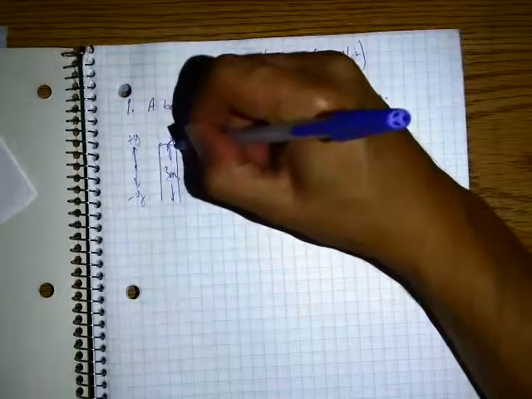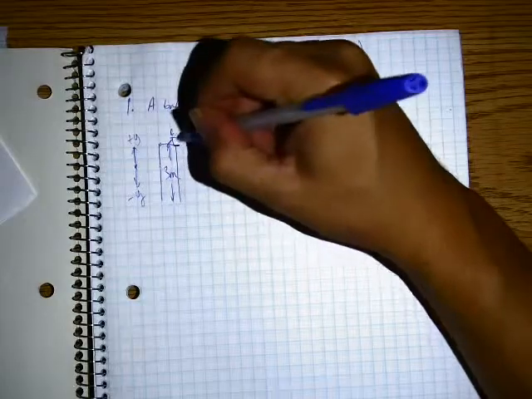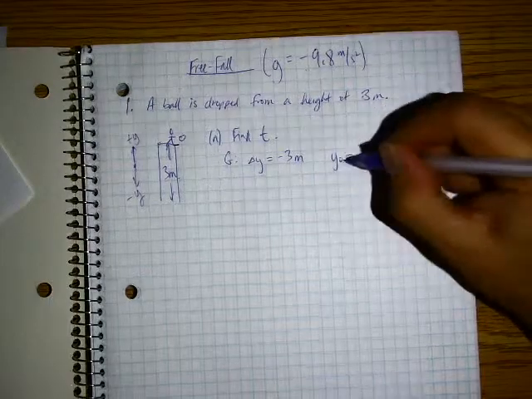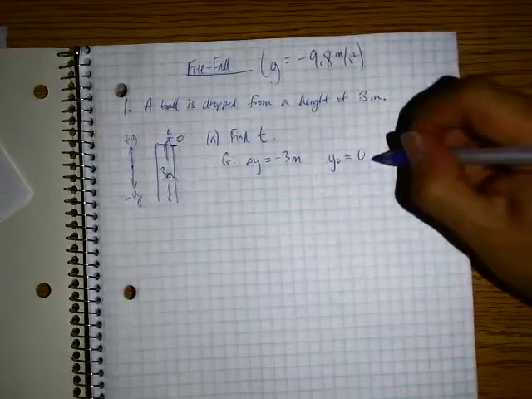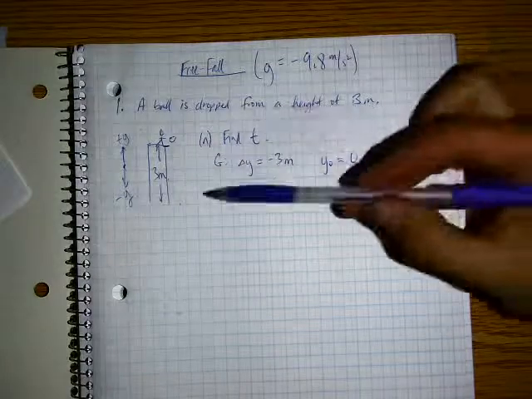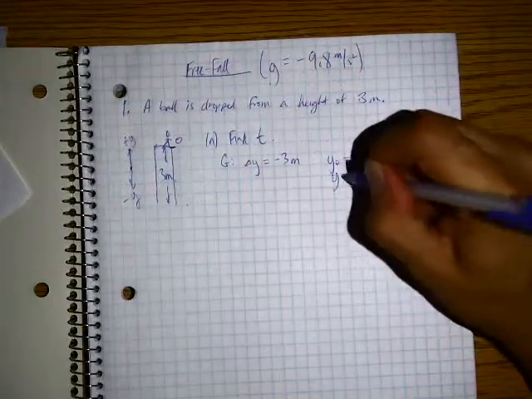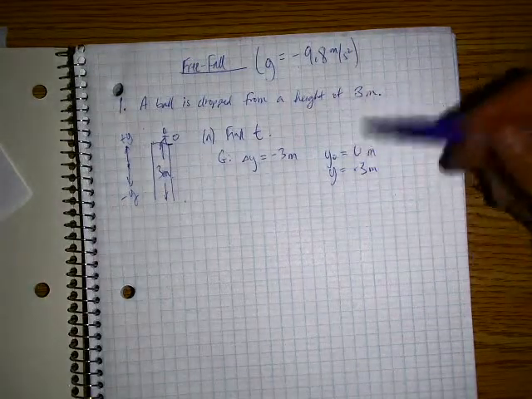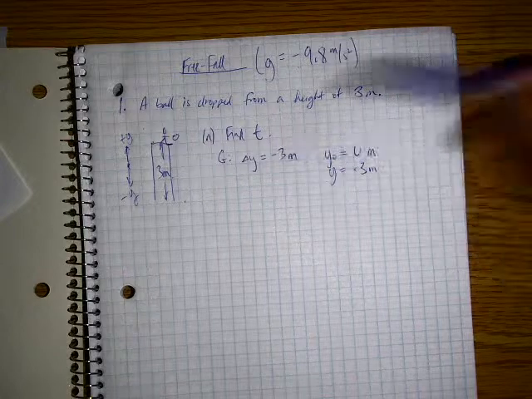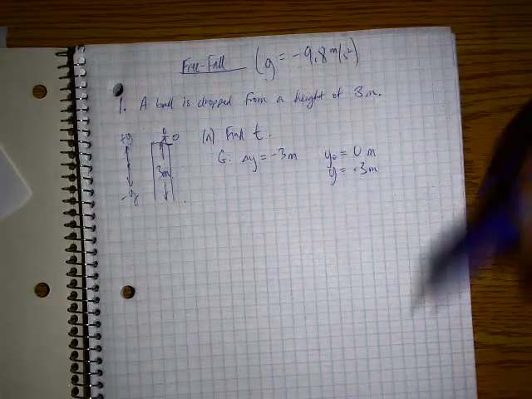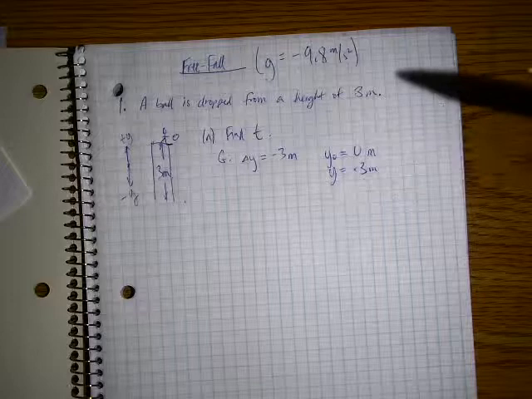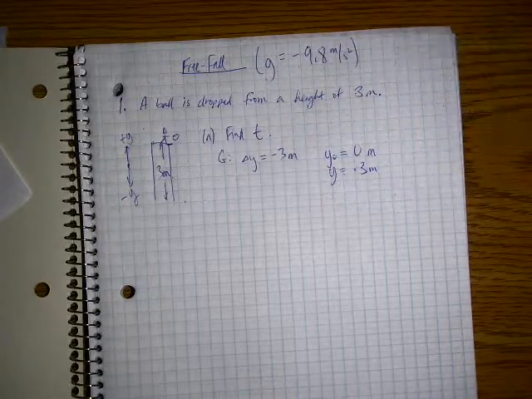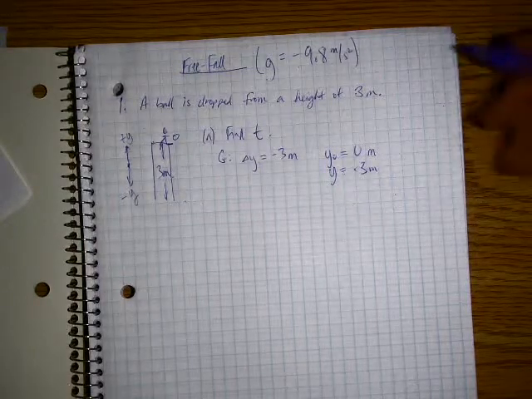Another way to think about it is, let's say we define where it starts from as 0, our origin. Our initial position in the y direction would be 0. Our final position, whenever it hits the ground, y final, would be 3 meters below, or -3, and so delta y, y minus y naught, is -3 minus 0, which is -3. If you're going to be using g as -9.8, you're going to want the displacement to be negative as well if it's falling downwards.